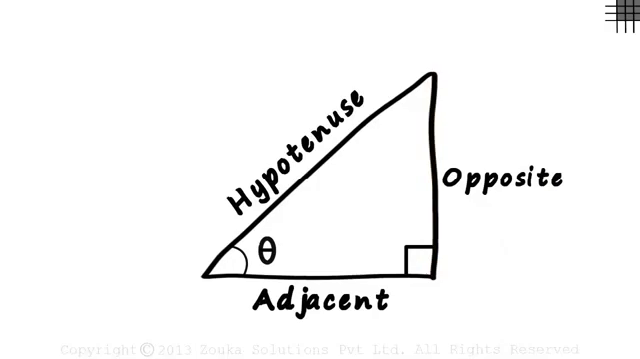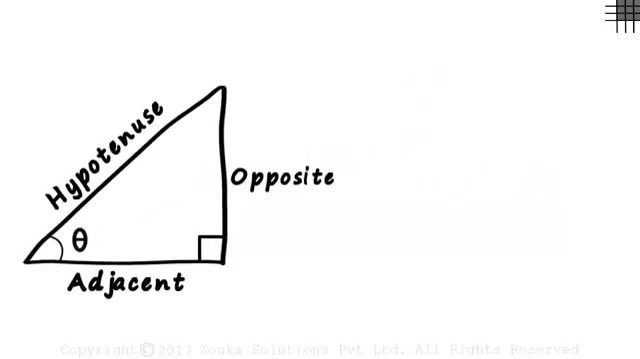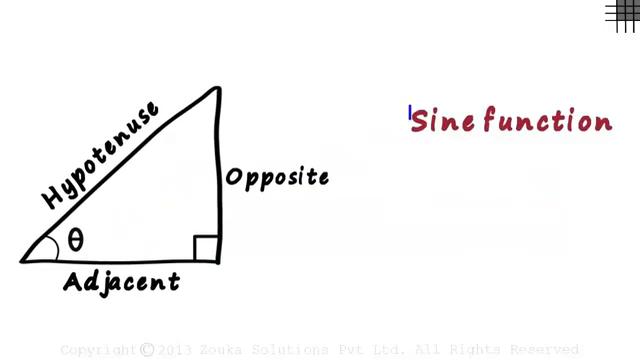Please make sure you understand clearly how the sides of the triangles are named. This is the triangle we will be frequently referring to. Adjacent is the side right next to the reference angle, and opposite is the side opposite the reference angle. Now we are ready to understand the sine function. We will look at the sine of our reference angle.